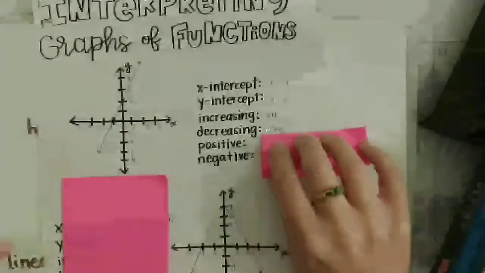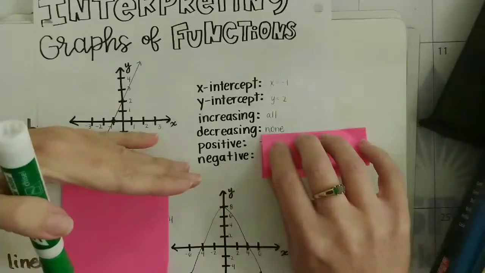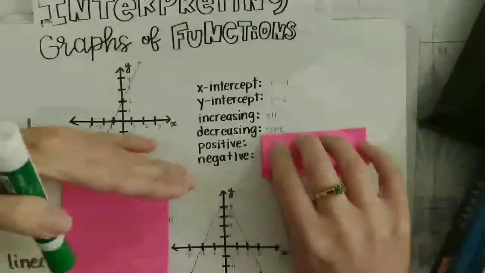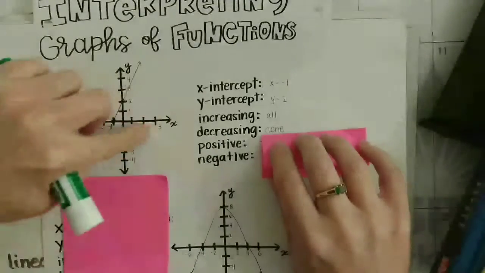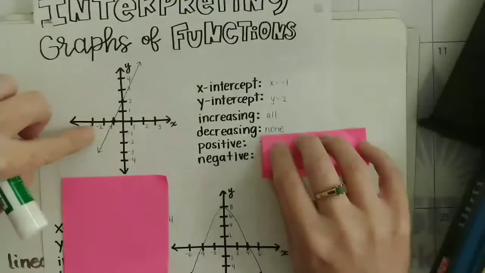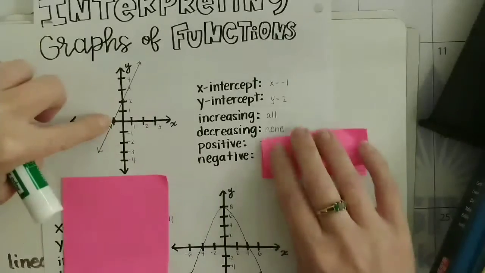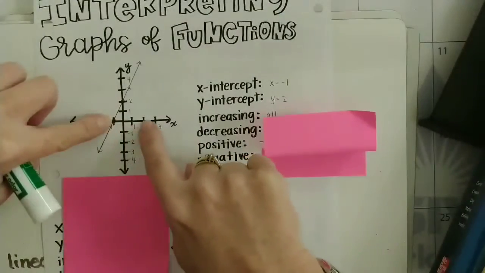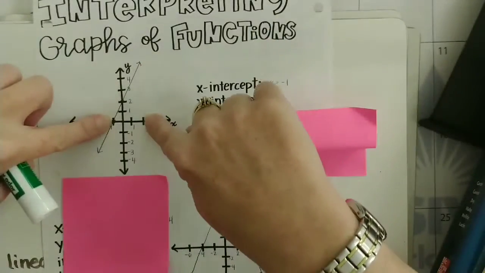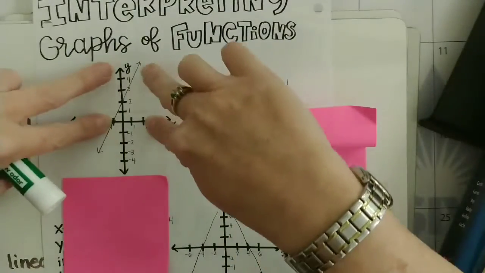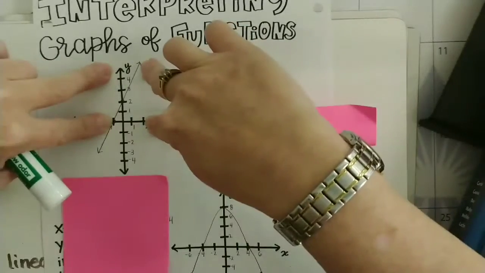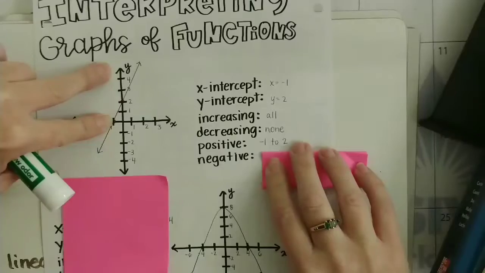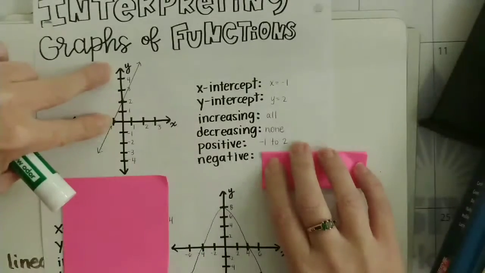Where is it positive? In other words, where is it above the x-axis? And if we describe it using our numbers on our x-axis, it's above the x-axis beginning at -1. And if we go all the way across, it stops at about 2. So this area right in here is above the x-axis. So we call this -1 to 2.